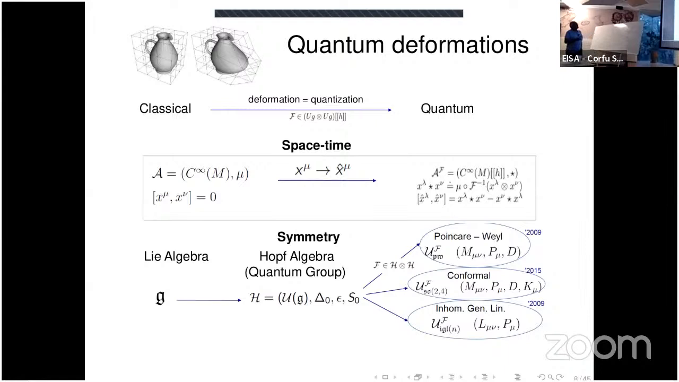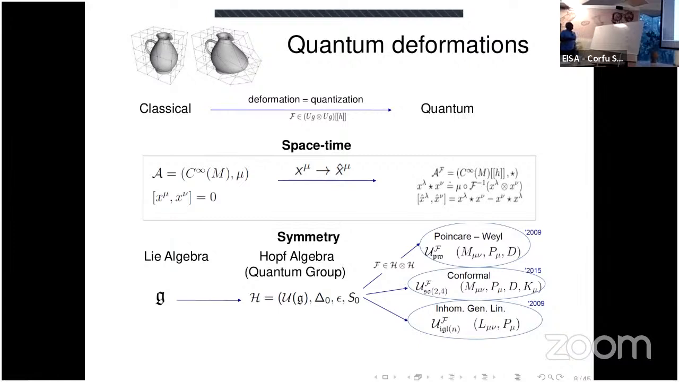For example, when we want to deform algebra, we need to extend this algebra of functions to the power series with coefficients in the algebra of functions, and replace the product of functions by the so-called star product, which can be derived, for example, from a twist. How it will be done, I will show later on, but mostly it's known.